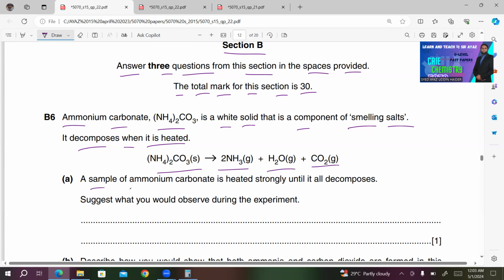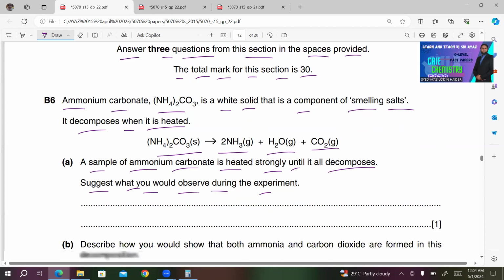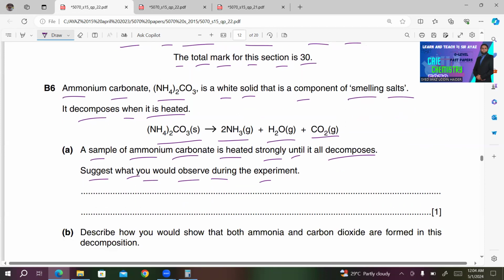A sample of ammonium carbonate is heated strongly until it all decomposes. Suggest what you would observe during the experiment. Now it's a white solid. So straight away you can write: white solid disappears.